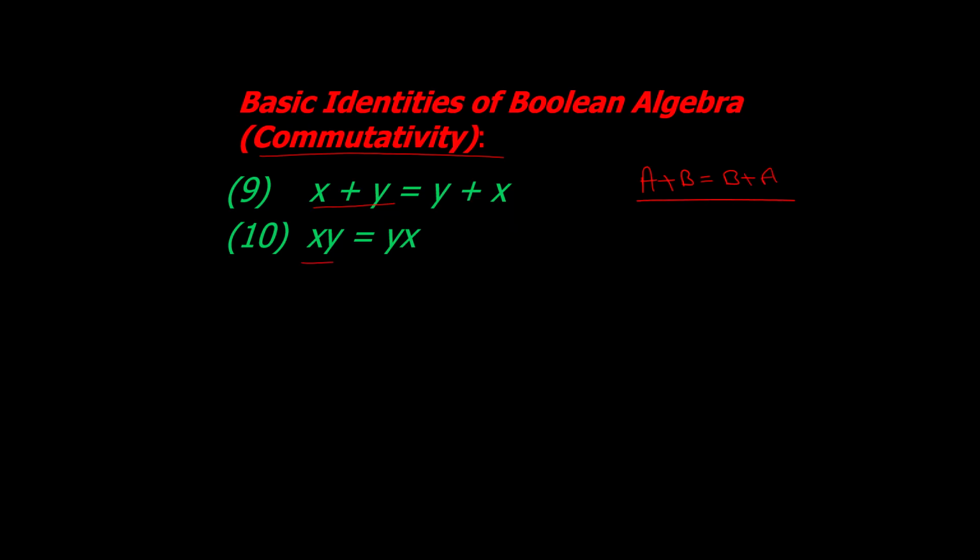Now this also holds for the AND operation. X into y is equal to y into x. Similarly, a into b will be equal to b into a. So you can assume a dot here. By default, if a dot is not given and two terms are written adjacent to each other, one after another, you can say that a dot is there in between. So AND is there. This is the commutative property of Boolean algebra.